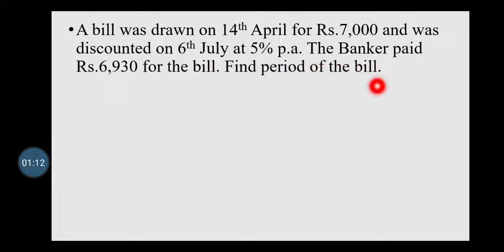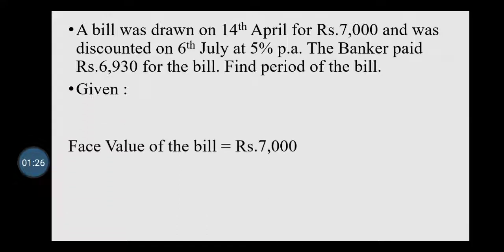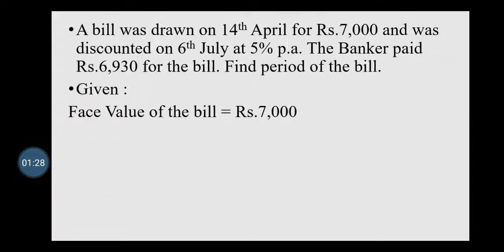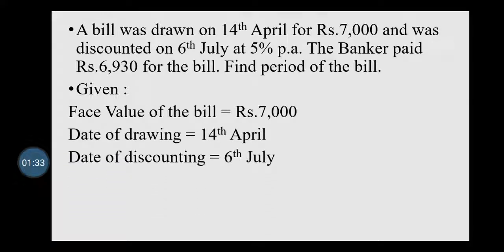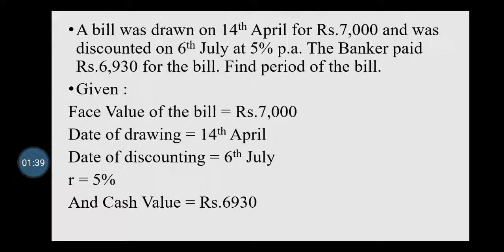The banker paid rupees 6,930. That means this rupees 6,930 is the cash value. Okay. Now we will start solving. Face value of the bill equal to rupees 7,000. Date of drawing 14th April. Date of discounting is 6th July. R equal to 5% and the cash value is equal to rupees 6,930. Okay.